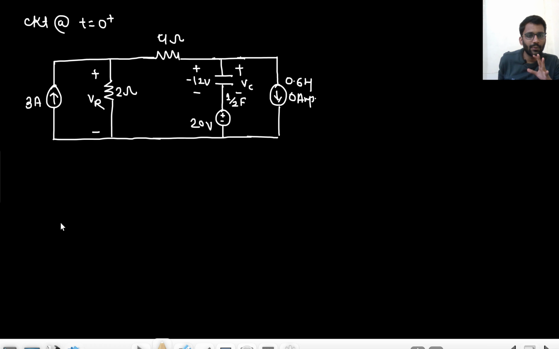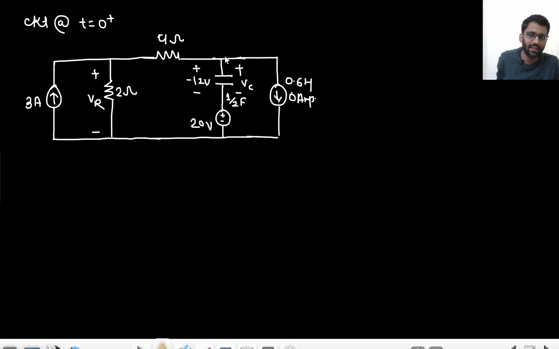So basically, one thing I would suggest to you all, whenever you are solving this kind of problem, always give a voltage to every component. Like the voltage across the 2 ohm resistance is VR, across the 3 ampere current source that is also VR, across this capacitor that is VC, across this inductor that is 12 plus VC. Do you know the voltage across this? Yeah, it is VR minus VC plus 20.